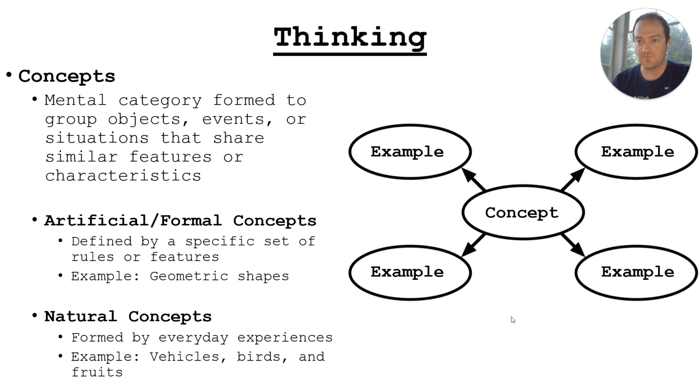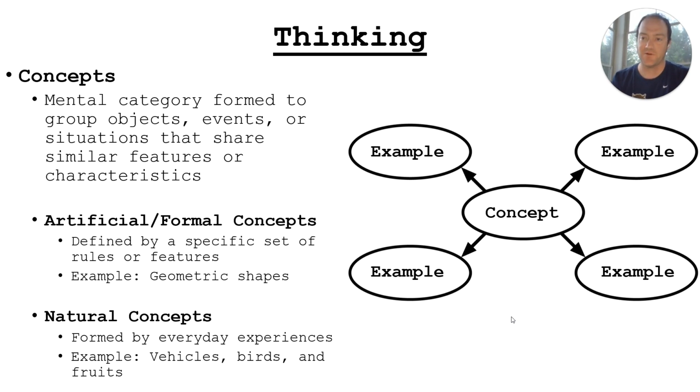So, obviously, the concept of geometric shapes, those shapes are what a square is, what a pentagon is, what an octagon is. They're very, very specifically defined. There's only one example of a square. There's only one example of a pentagon. It's a pentagon. It's a square. There's no other. Those are artificial, excuse me, formally defined concepts.